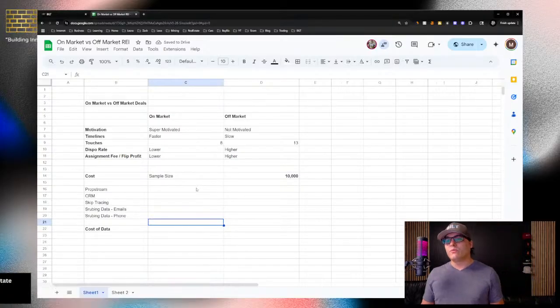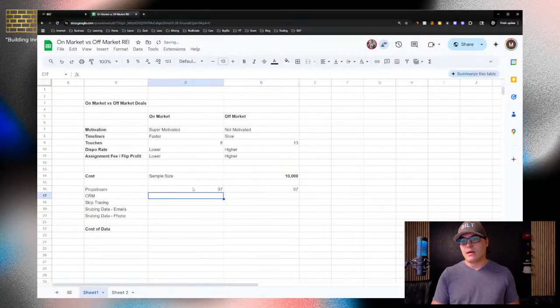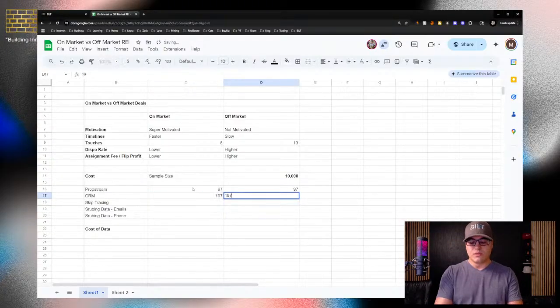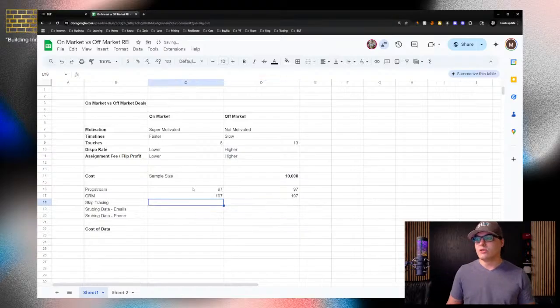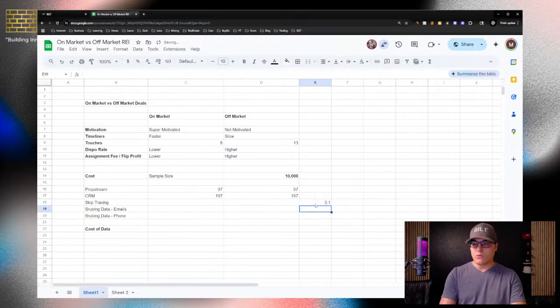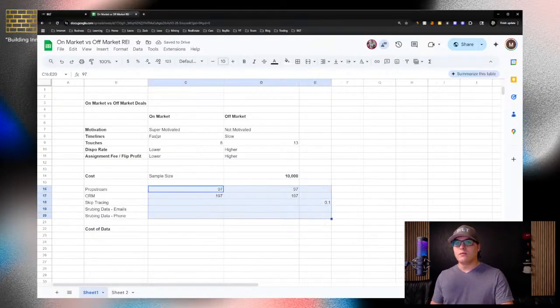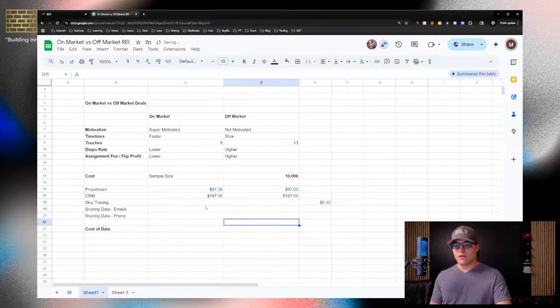No matter if you go on market or off market, you're still going to use a tool. You're still going to use a CRM. Either way, it's still going to be the same exact thing. Tools like PropStream are going to be around $97 a month, you know, Deal Sauce, whatever. CRMs are going to be around the $197 range for good ones and so forth. Skip tracing here, it just depends on where you're skip tracing them. So if you're using tools like PropStream or Batch skip trace, it might be around 10 cents per skip trace. So let's just put 0.1 over here, and we can do a math calculation in a second. Let's also make these a dollar sign so we can keep track of things.